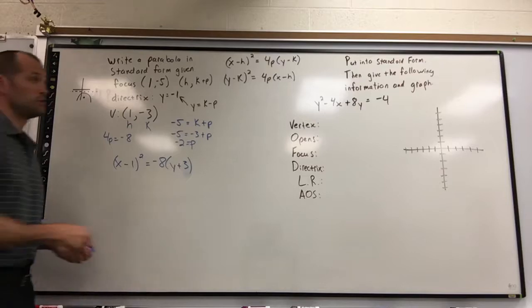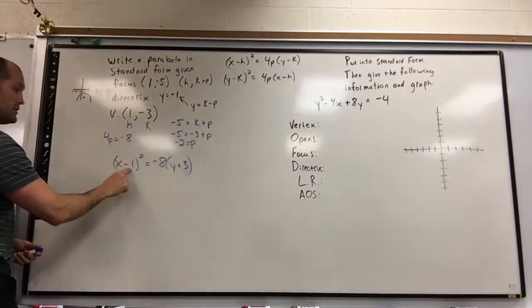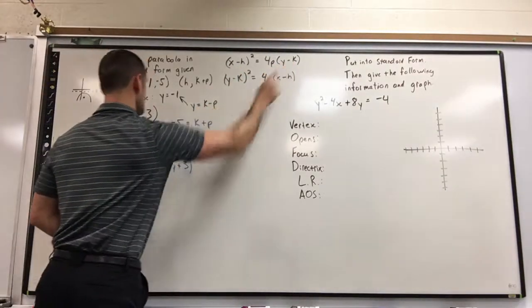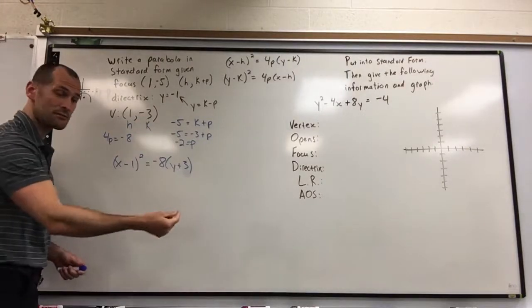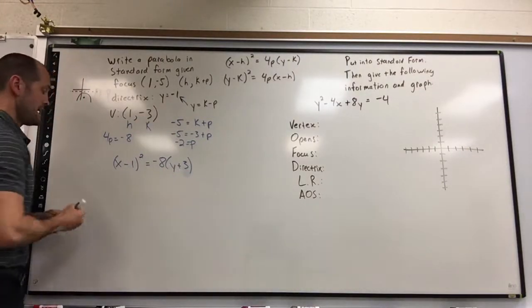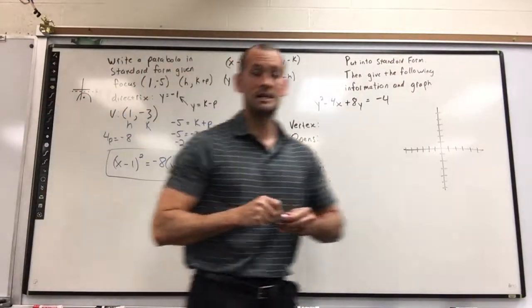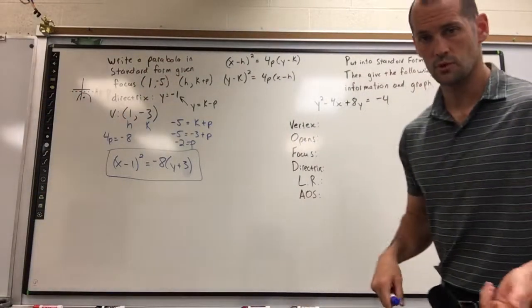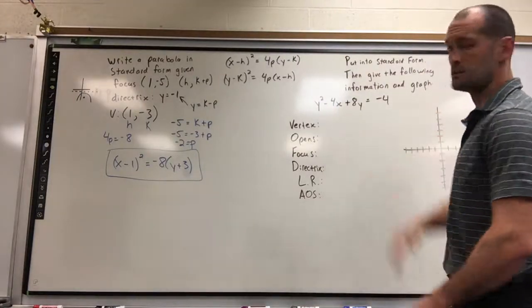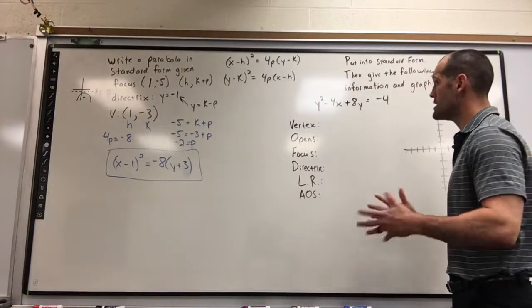Notice the original blueprint subtracts h, so we're subtracting 1. Original blueprint subtracts k, so I'm subtracting -3, which makes it a positive. And that is how I would come up with the standard form of a parabola given the focus and the directrix. Okay? Part 2.